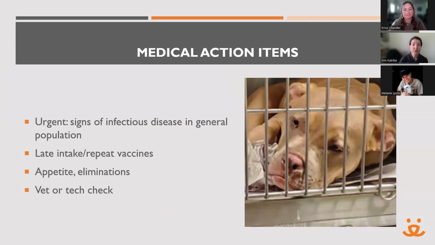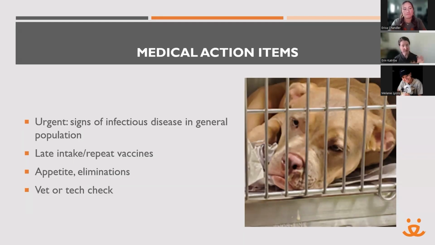All right, let's run through some examples of action items that we might be writing down as we're doing rounds. It might be something more urgent, for example, like this dog here, showing signs of infectious disease in the general population. If you look closely, this dog was in a kennel in Gen Pop and was literally dripping snot down on his neighbor. He was in an upper level kennel, dripping snot down on the neighbor downstairs. And so that's something more urgent.